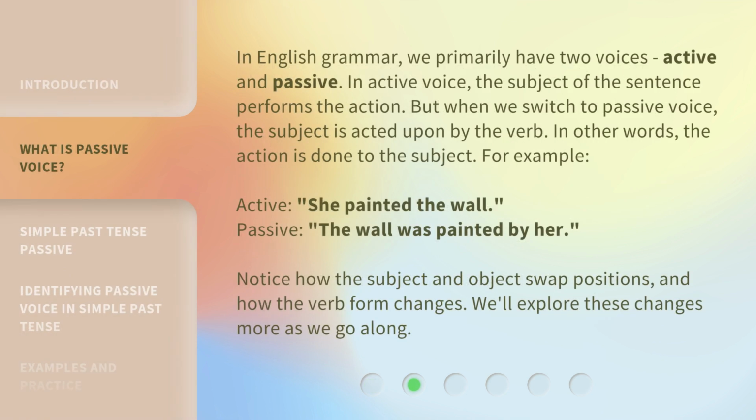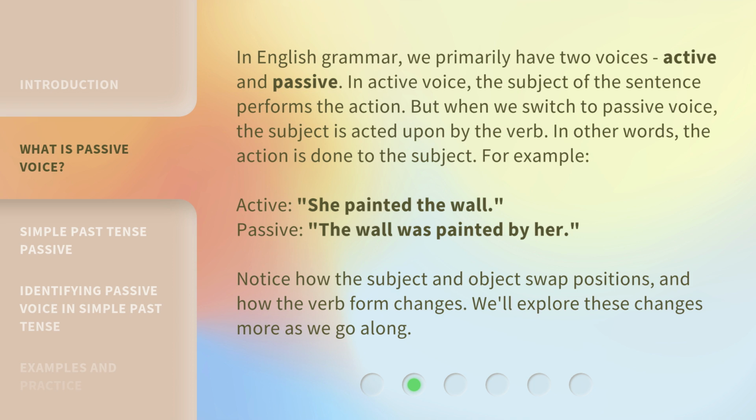In English grammar, we primarily have two voices, active and passive. In active voice, the subject of the sentence performs the action, but when we switch to passive voice, the subject is acted upon by the verb. In other words, the action is done to the subject.